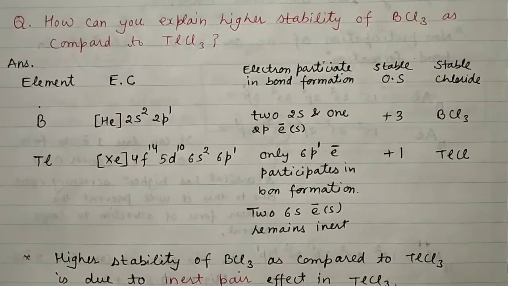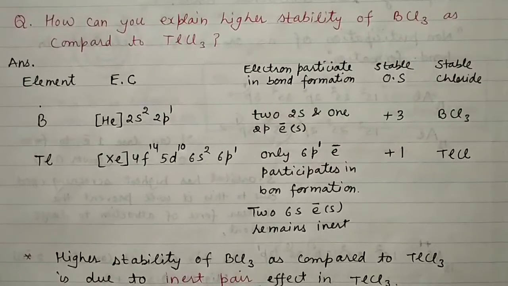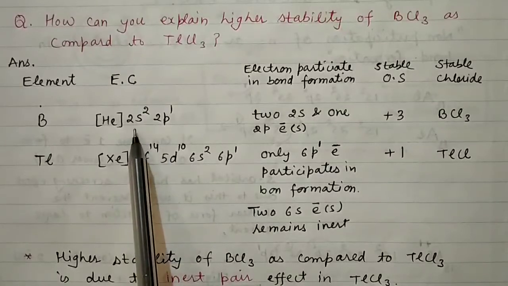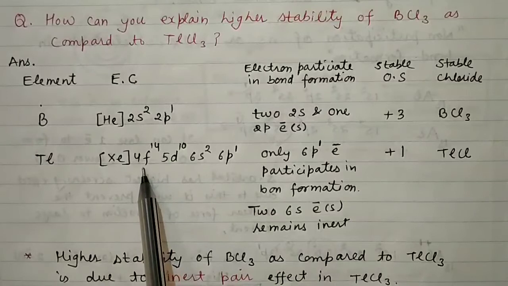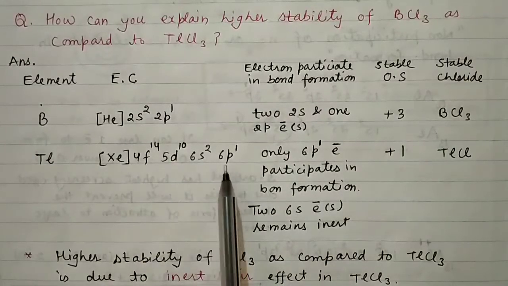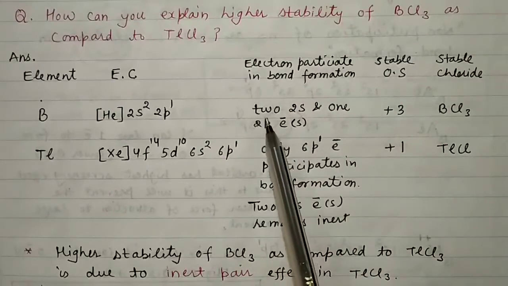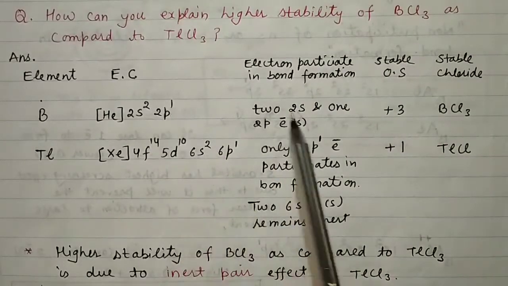how can you explain the higher stability of BCl3 as compared to TlCl3? We have boron and thallium. The electronic configuration for boron is 2s2 2p1. For thallium, it is xenon 4f14 5d10 6s2 6p1. So electrons participate in bond formation, we can say 2 from the s and 1 from the p. In total we have 3.